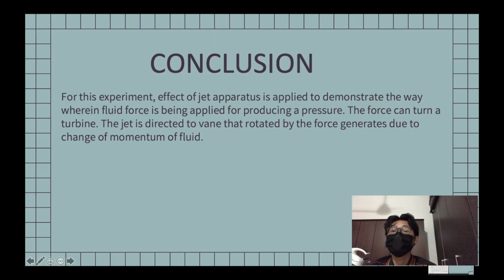So this is the conclusion for this experiment. The impact of jet apparatus is applied to demonstrate the way in which fluid force is applied to produce pressure. The force can turn a turbine. The jet is directed to a vane that rotates by the force generated due to the change of momentum of the fluid.